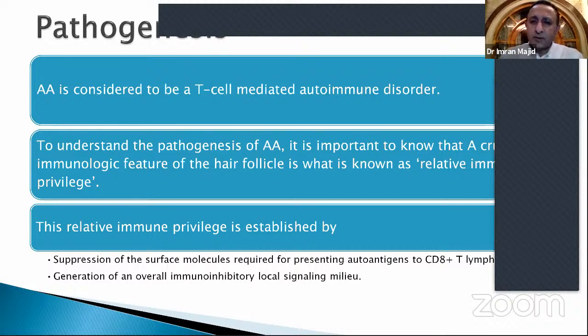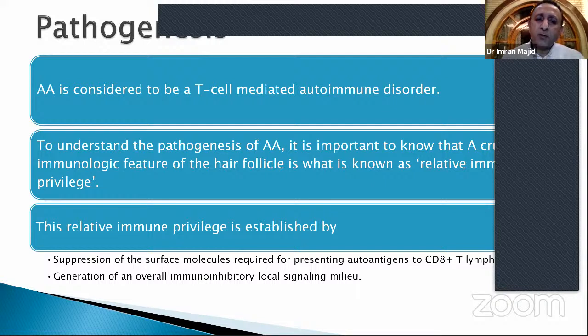What is the pathogenesis of this disease? Alopecia areata, in a nutshell, is considered to be a T cell mediated autoimmune disorder. And to understand the pathogenesis of alopecia areata, it is important to know the important immunological feature of the hair follicle, which is what is known as the relative immune privilege of the hair follicle. What does that mean? It means that any interfollicular pathology in the skin is unlikely to affect the hair follicle per se because of a relative immune privilege.